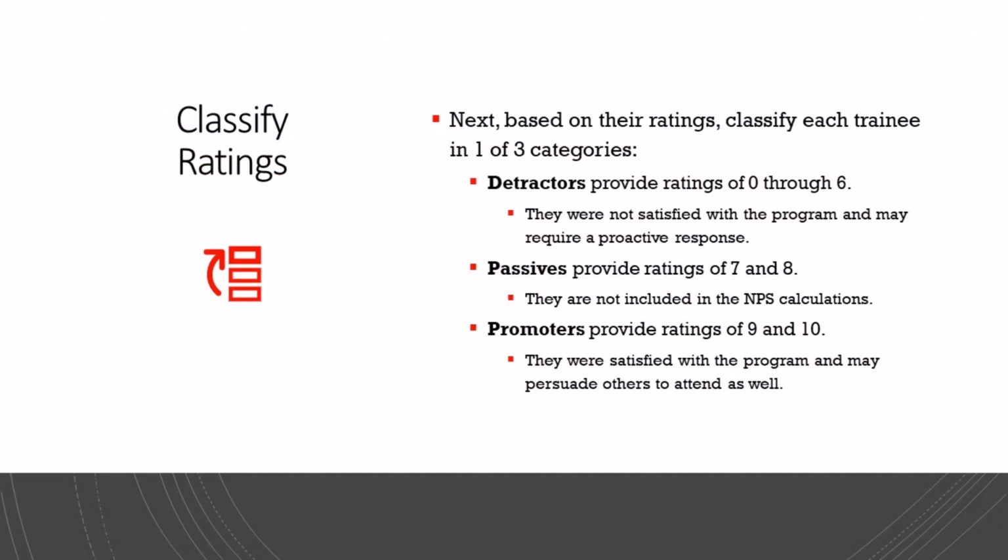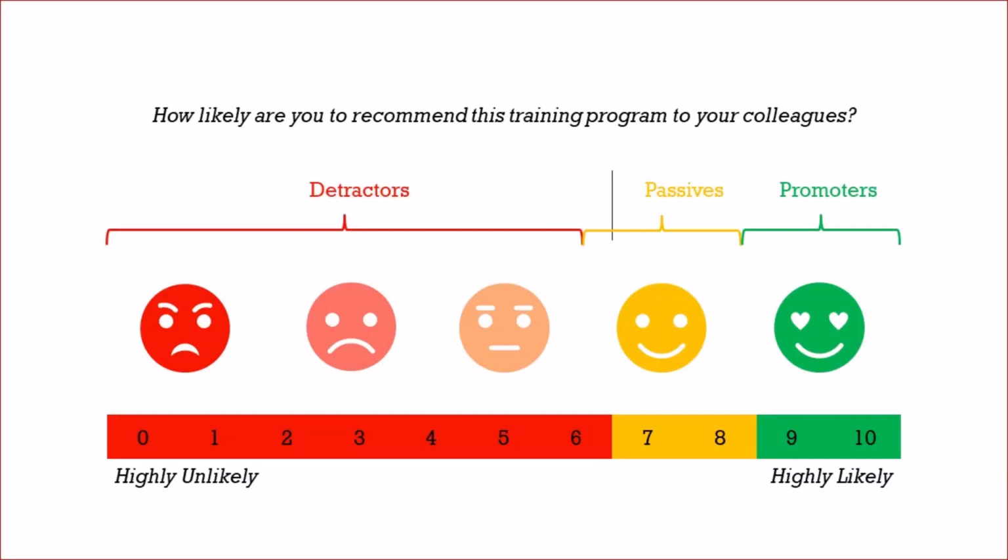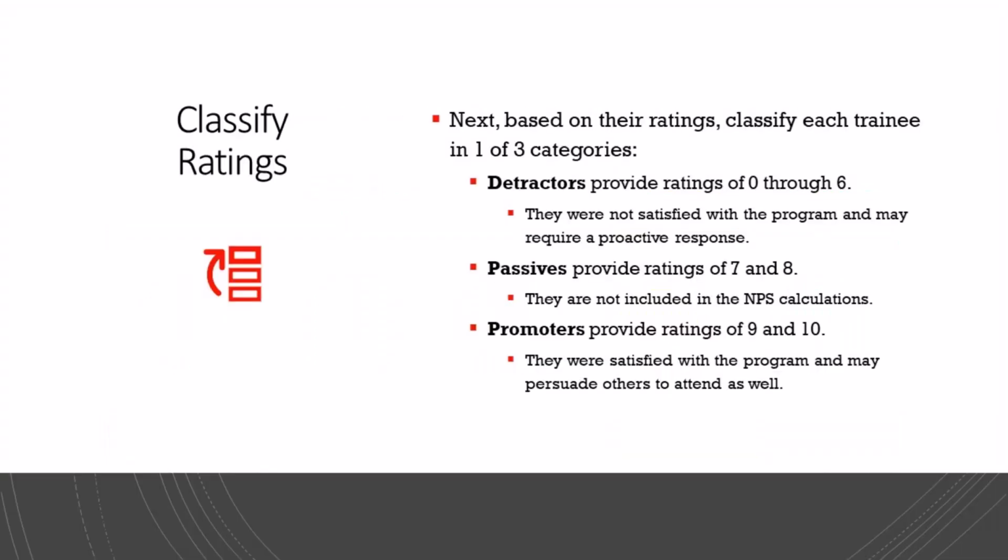Once we have the data, we divide the group of respondents into 3 categories: detractors, passives, and promoters. Ratings of 0 to 6 are labeled detractors. We infer that they were not satisfied with the program, and we should follow up to remedy the situation as best we can. Ratings of 7 and 8 are labeled passives.